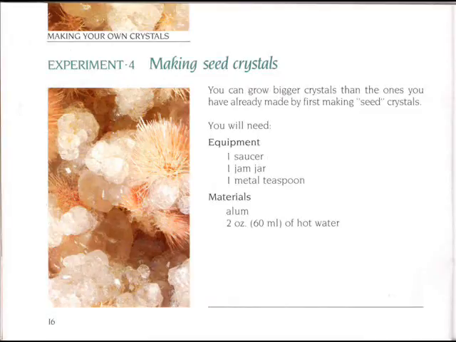Experiment 4. Making seed crystals. You can grow bigger crystals than the ones you have already made by first making seed crystals. You will need equipment: 1 saucer, 1 jam jar, 1 metal teaspoon. Materials: alum, 2 ounces of hot water.